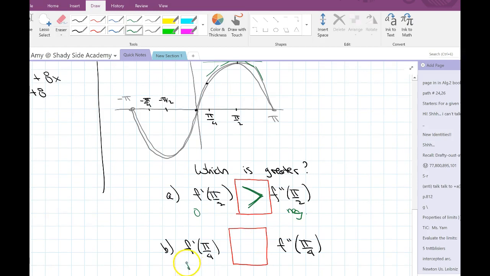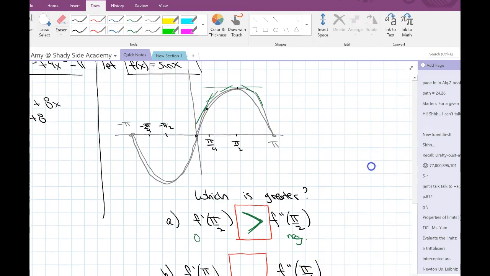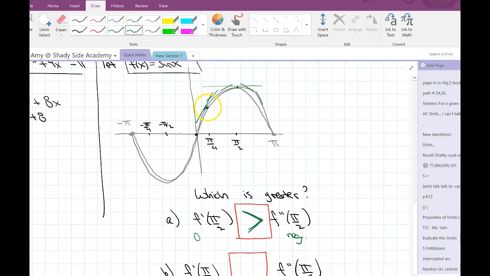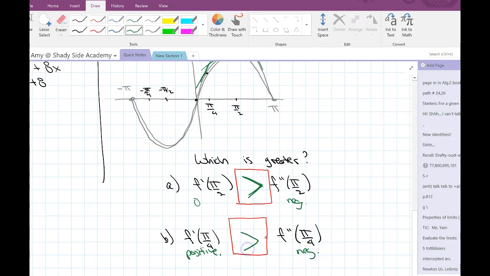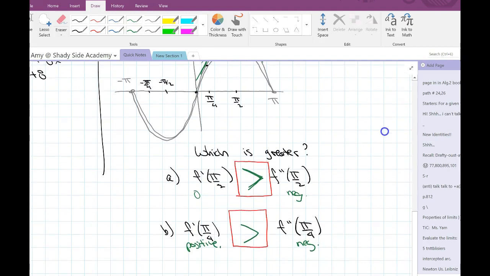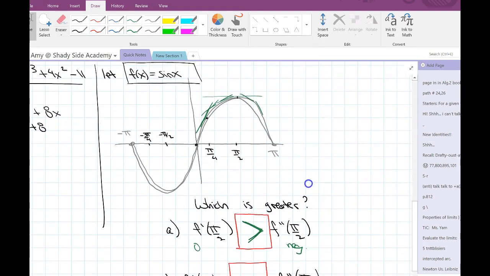Second one, f prime of pi over 4. Well, this is positive. Why? Let's go upstairs and take a look. F prime of pi over 4 is positive. What is f double prime of pi over 4 doing? Slope of the line tangent is positive. F double prime at pi over 4 is negative. So which one's bigger? This one. Okay, very good.